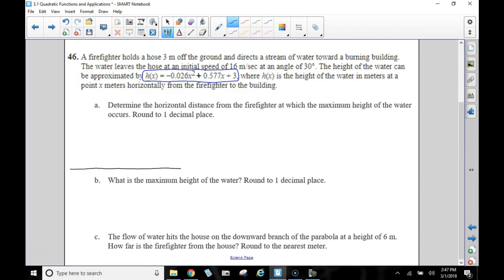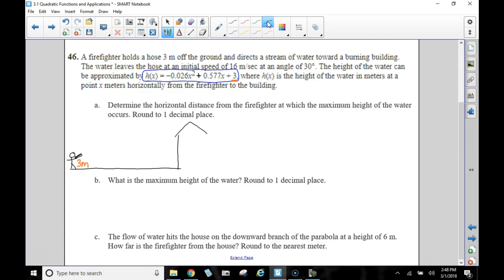Here's the ground. Let's let this be the building that is on fire. The firefighter is standing over here, and he has the hose that he's shooting the water out of. Let me make him have 2 legs so he doesn't fall over. He's shooting this water from a height of 3 meters, and that's what the 3 over here has to do with.